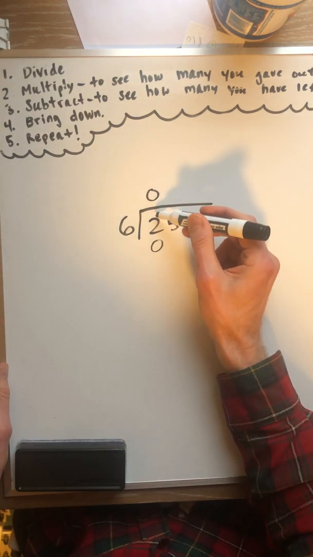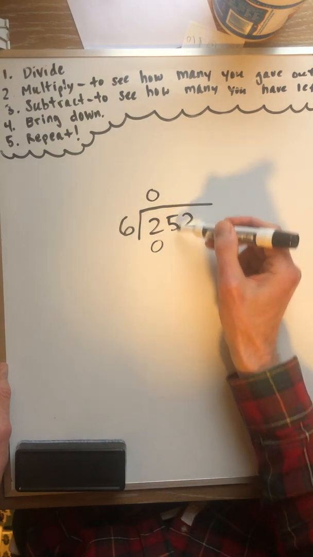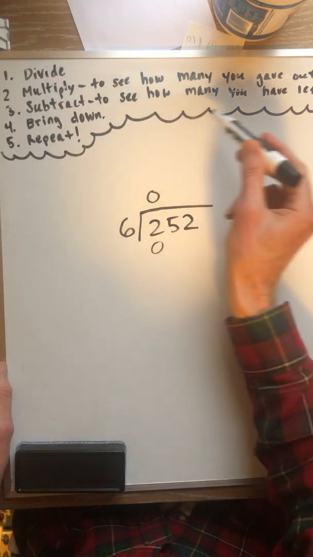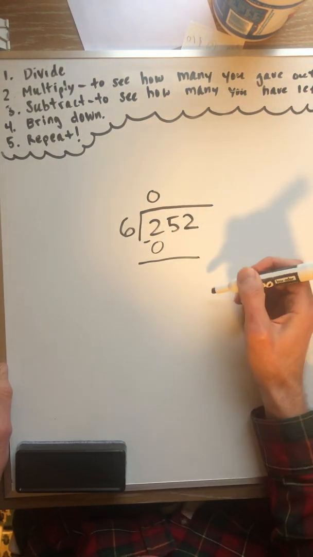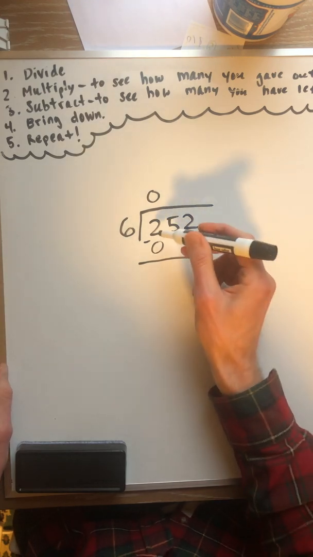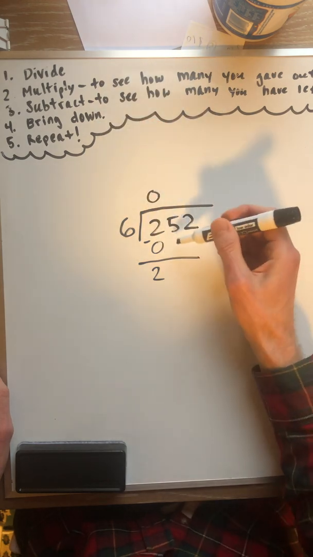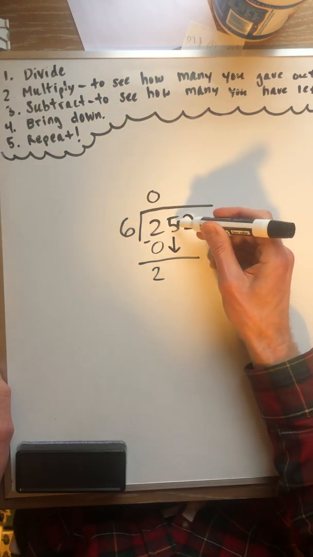And you make sure you put them in line. Right now we're just working on the hundreds. It should all be in a line. Just like in multiplication, you work in the line you're working in. Subtract to see how many he has left. Well, 2 minus 0, that's first grade math right there. 2 minus 0 is 2. And now bring down. So now we're bringing down the 5. We're talking about tens. Now we're moving on to the 10s spot.